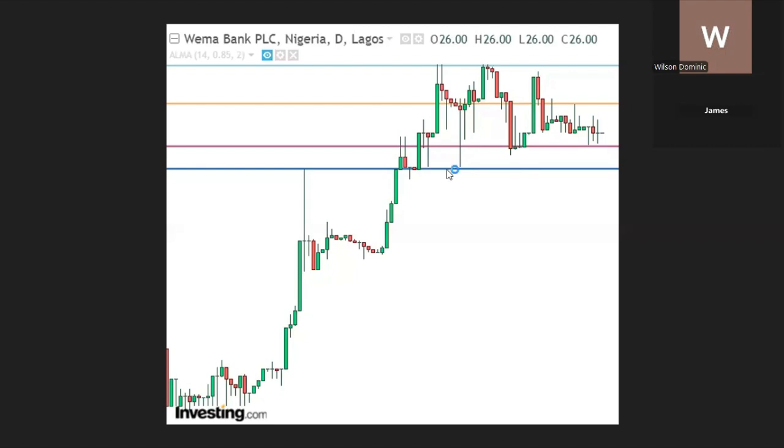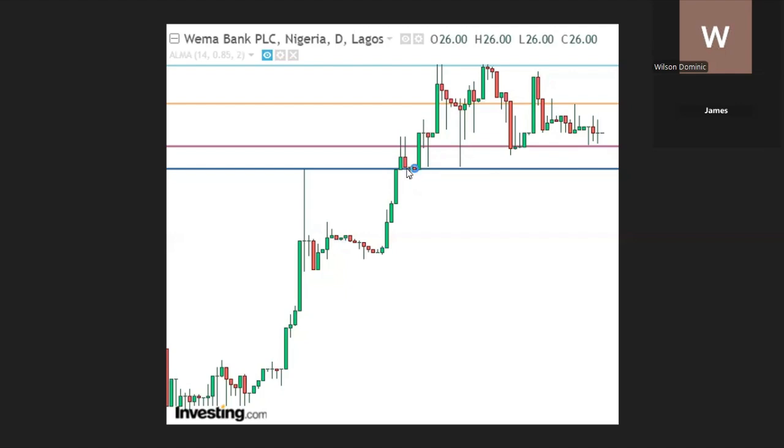So this blue line here is a support line. Why? Because when price came to this line, it bounced up. You can see this green bullish candle. Let's even start from here. It was going on an uptrend, an uptrend, an uptrend. Then price pulled back. When the price pulled back, this is a red, bearish candle.